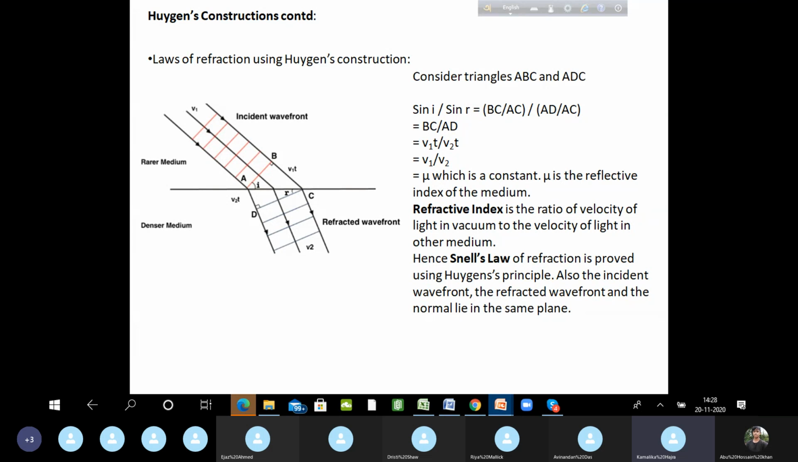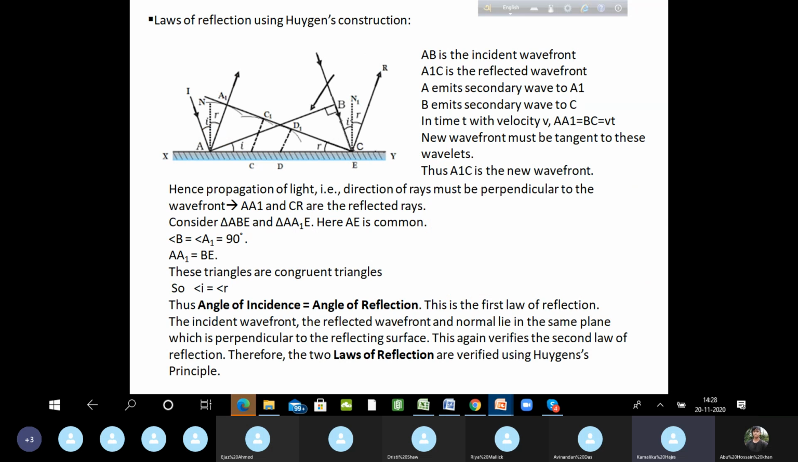You can read through. I don't need to. This is very elementary. Snell's law is explained using Huygens principle. You can see the wavefronts are drawn, and the rays are representing the direction. So this is the law of refraction from Huygens principle, and this is the law of reflection using Huygens construction. Both can be proved using Huygens construction alone.